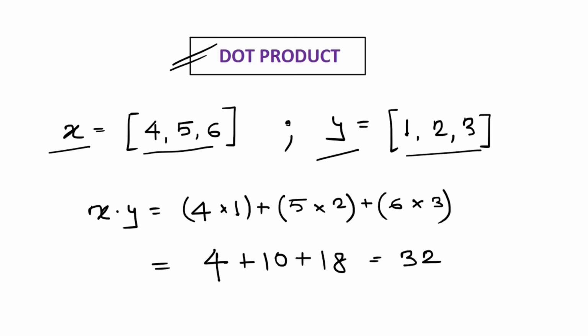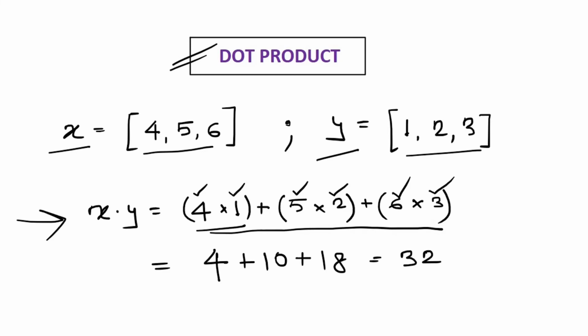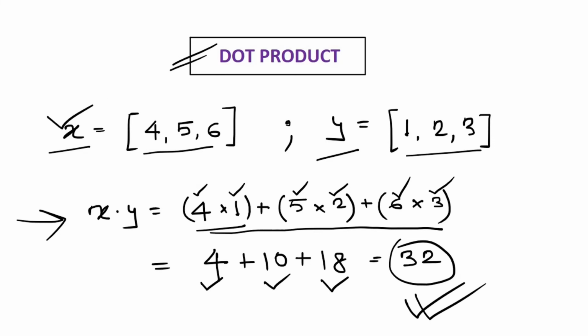So let's try to understand with this simple example how we are calculating the dot product between two different vectors. So we are multiplying the first element of vector x with the first element of vector y. Similarly, the second element of vector x is being multiplied by the second element of vector y. The third element of vector x is multiplied by the third element of vector y. And then we need to sum up all the values in this calculation. So 4 multiplied by 1 is 4, 5 multiplied by 2 is 10, and 6 multiplied by 3 is 18. We just need to sum it up and we will get 32. So 32 will be the dot product between these two vectors, vector x and vector y.